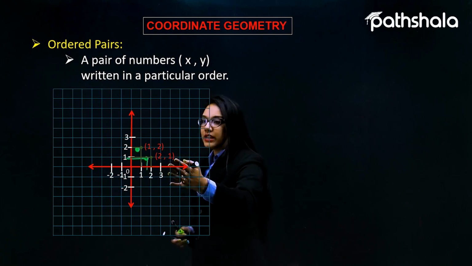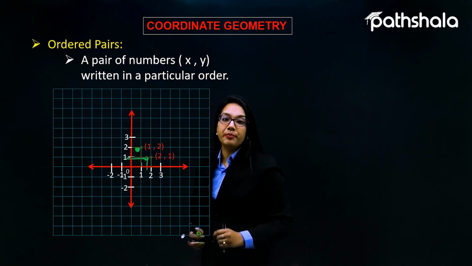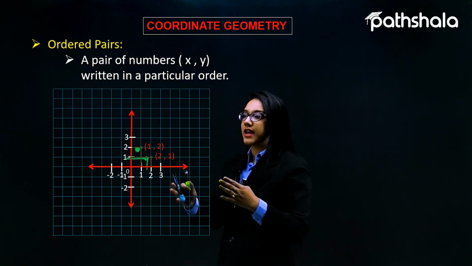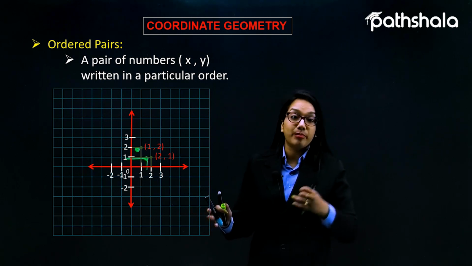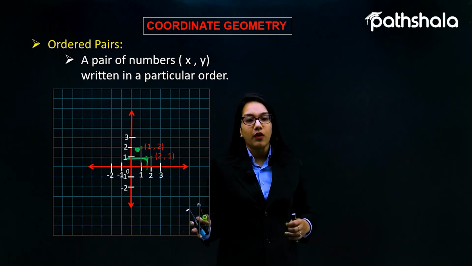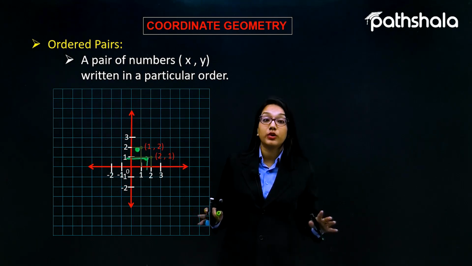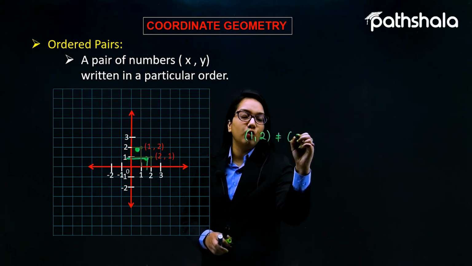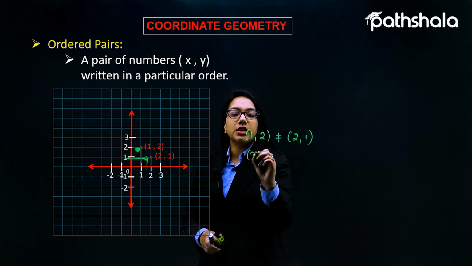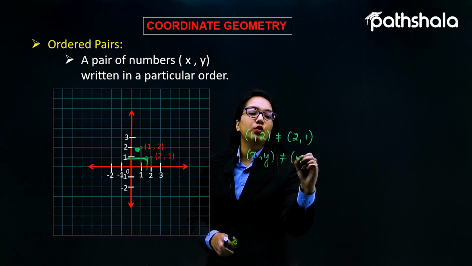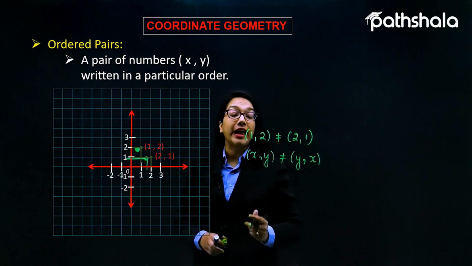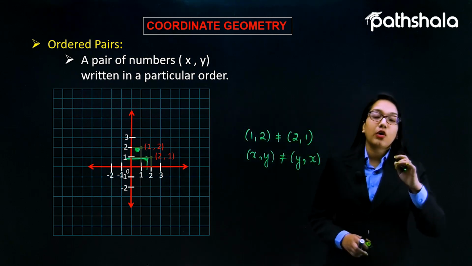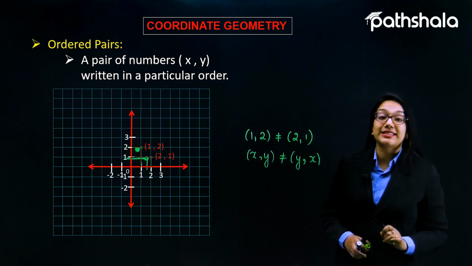We can see from this plane that (1, 2) is definitely not equal to (2, 1), because both of these have different locations in the xy plane, and they are ordered pairs that are not equal to each other. We can see here that (1, 2) is not equal to (2, 1). So always remember, (x, y) can never be equal to (y, x), except for one case.